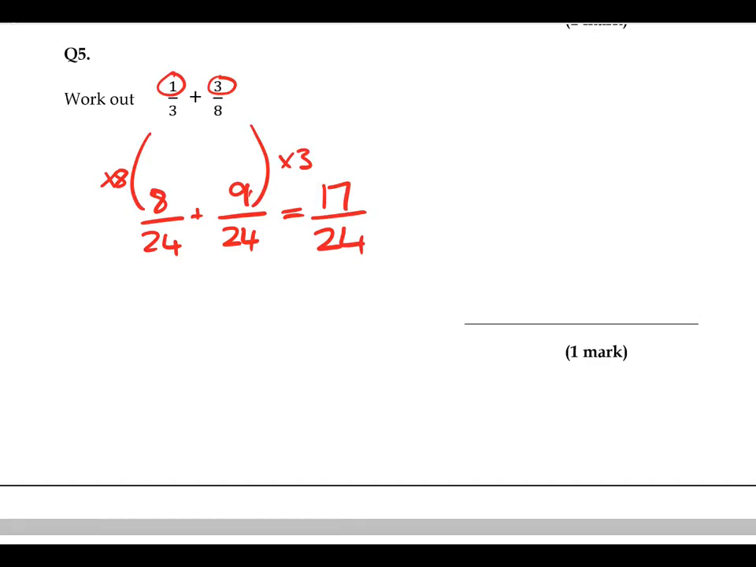Now we've created an answer, can we simplify it? Well, we should recognize that 17 is a prime number and 17 doesn't go into 24. So our answer for 1 mark is 17 over 24.